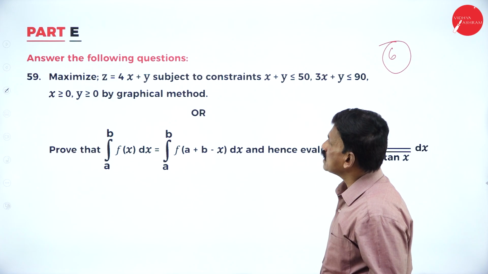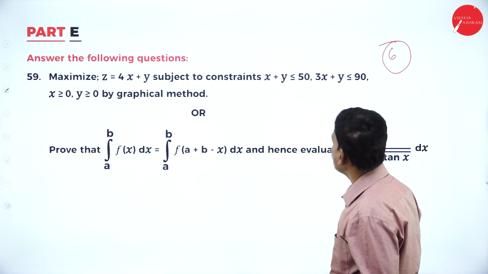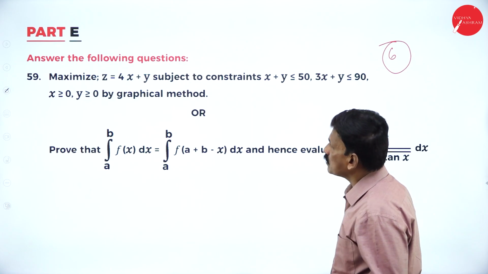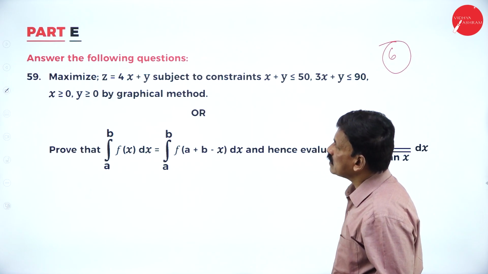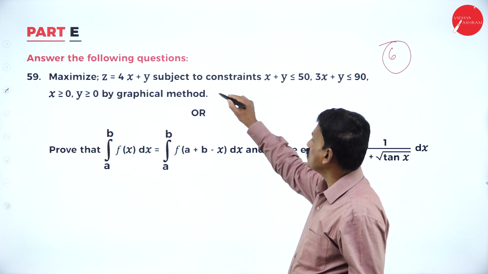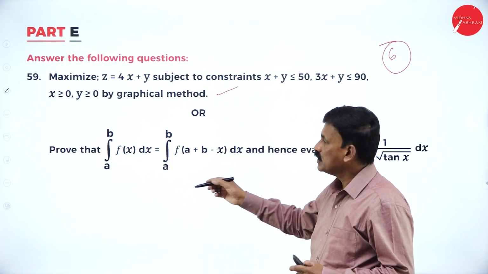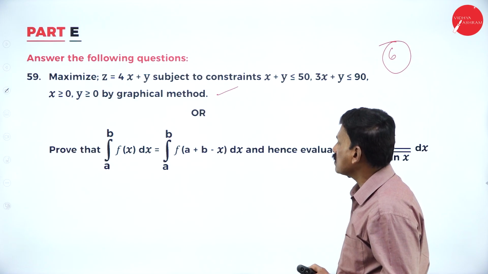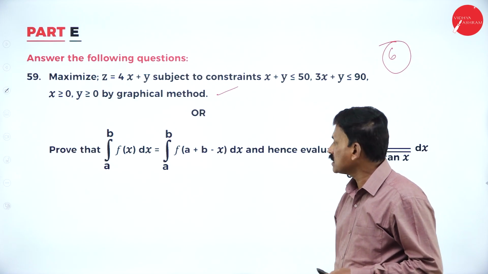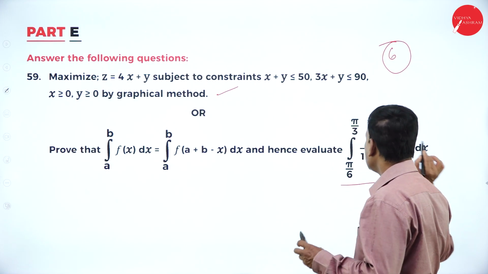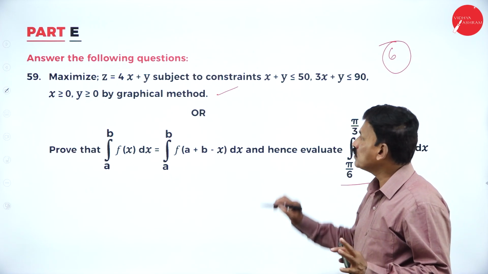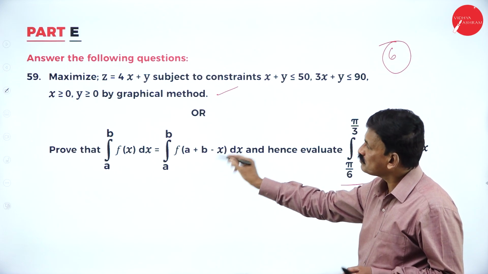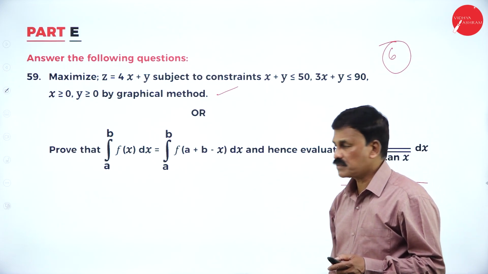Maximize z equal to 4x plus y subject to constraints x plus y less than or equal to 50, 3x plus y less than or equal to 90, x greater than or equal to 0, y greater than or equal to 0, by graphical method. Or, prove that integral a to b f of x dx is equal to integral a to b f of a plus b minus x dx, and hence evaluate this integral. Very simple problem. So you can choose LPP or properties of definite integrals.